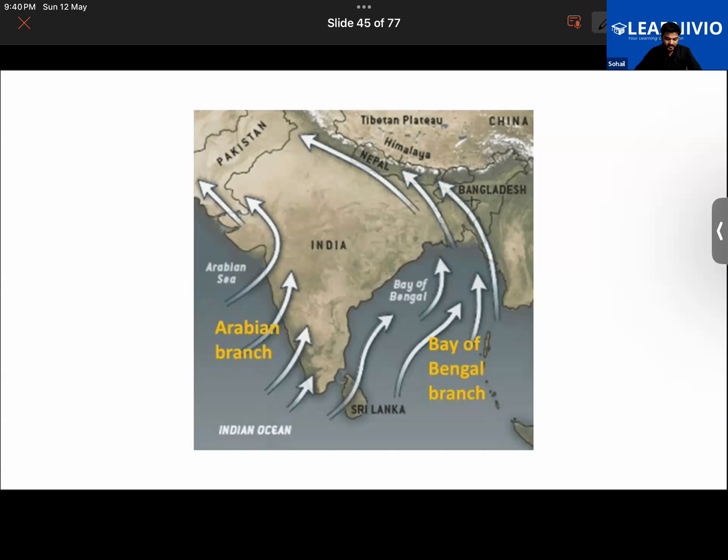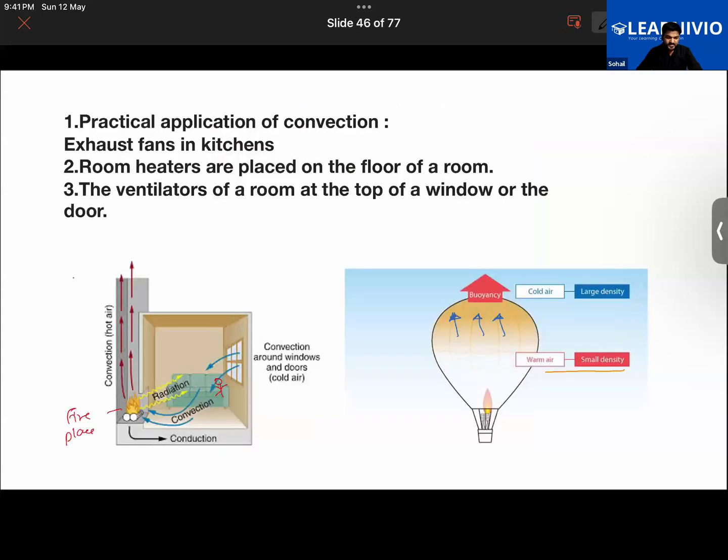See what happens now. This Indian peninsula is covered by water body from three sides. You have the Arabian Sea, here you have the Indian Ocean, and here you have the Bay of Bengal. So due to the uneven heating of land and water body, the winds from the water body, particularly from the Arabian Sea and the Bay of Bengal, will be rushing towards the northern parts of India. So is this a sea breeze or land breeze? That is again an example of sea breeze.